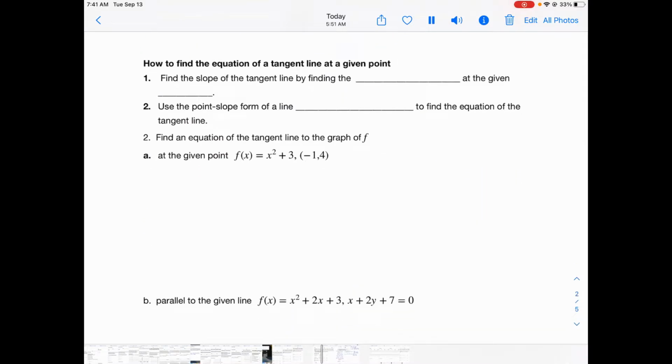Okay, and we can now use these shortcut rules to find the equation of a tangent line like we did before with our definition of derivative. It's just going to be much faster. So we're going to find the slope of the tangent line by finding the derivative at the given point.